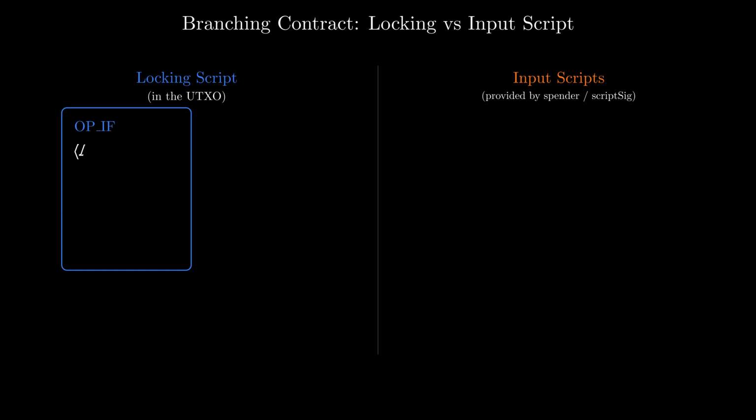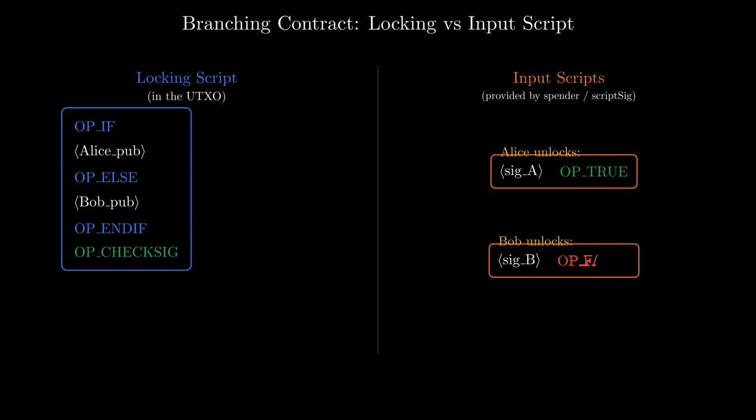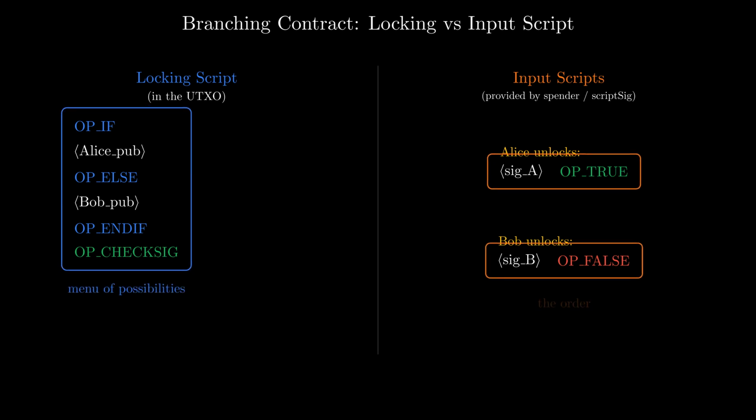Here's the simplest branching contract. The locking script reads OP_IF, Alice's pubkey, OP_ELSE, Bob's pubkey, OP_ENDIF, OP_CHECKSIG. Whoever spends supplies an input script, also called the scriptSig. Alice unlocks with her signature followed by OP_TRUE. Bob unlocks with his signature followed by OP_FALSE. The locking script is the menu of possibilities. The input script is the order.